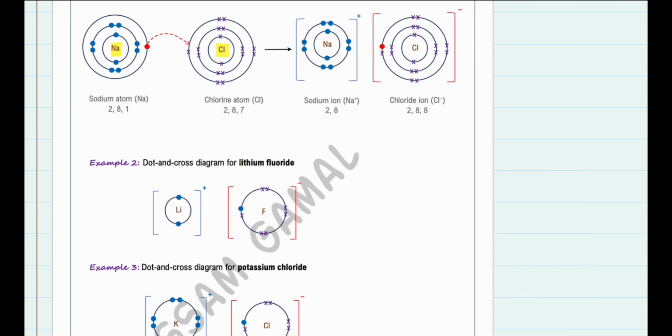A second example, lithium fluoride, between lithium positive ion and fluoride negative ion. As you may notice here, the lithium has lost its outer electron to the fluorine atom to form a fluoride ion and lithium cation. A third example, potassium chloride. Potassium has one positive charge and chloride has one negative charge.